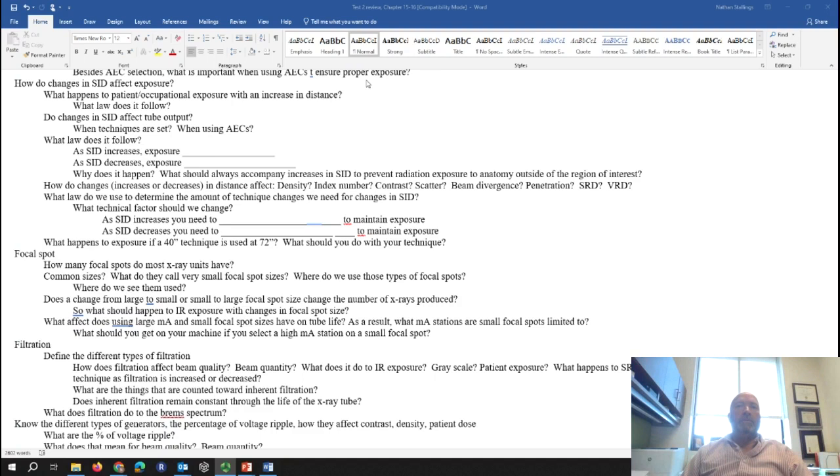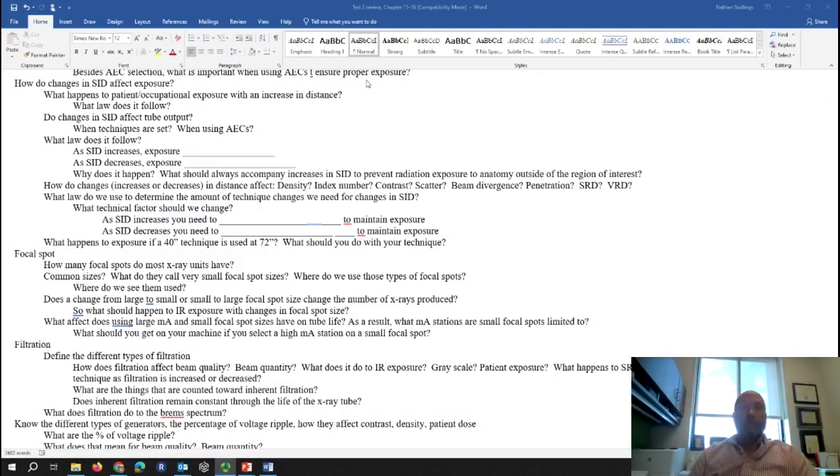How do changes in SID affect exposure? As SID increases, the image receptor exposure is going to decrease by the square of the distance. So there's an inverse relationship, but it's an inverse squared relationship. That's why we call it the inverse square law.